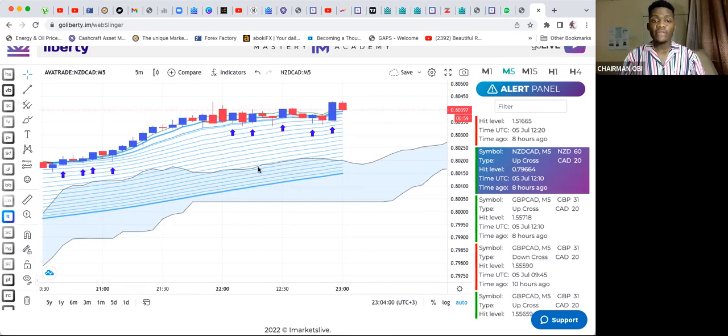All right? The first thing for you to confirm when you take a Webslinger trade is to make sure that the blue clouds are below.